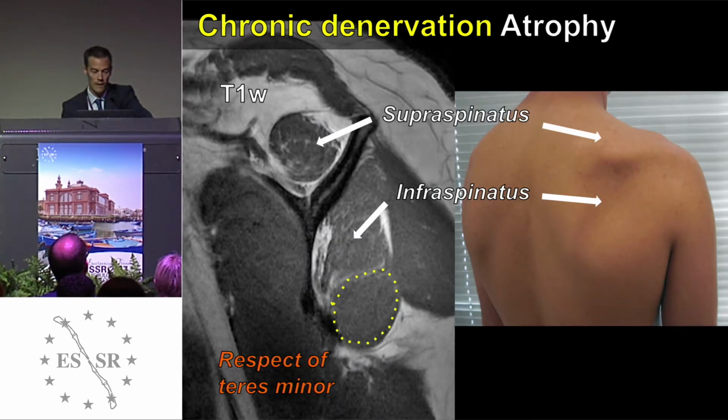At the chronic stage of denervation, you're going to see muscular atrophy appearing. You have an example here on the sagittal T1-weighted sequence of fatty infiltration within the supraspinatus and infraspinatus. And as I told you before, a very important sign is the respect of teres minor. It's not a rotator cuff injury, it's denervation. And you can see in this young patient that you have a significant, visible loss of muscular volume.